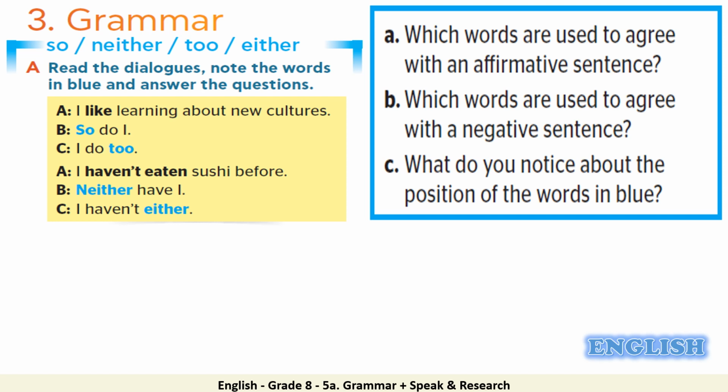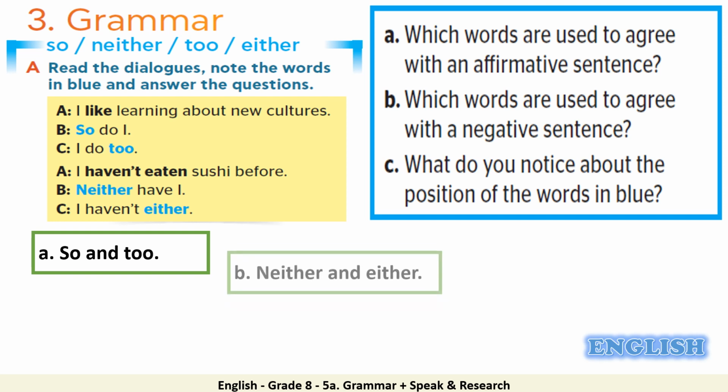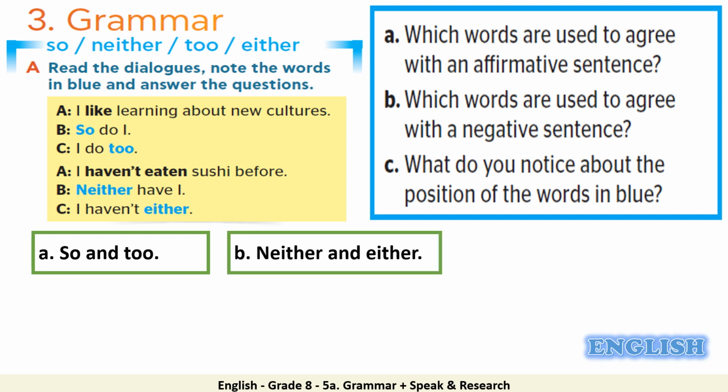A. Which words are used to agree with an affirmative sentence? Good. We are talking about the first dialogue, affirmative, I like. And the words are, good, so and too. B. Which words are used to agree with a negative sentence? Negative. Good. It is dialogue number 2, I haven't eaten. So the words are neither and either. Well done.